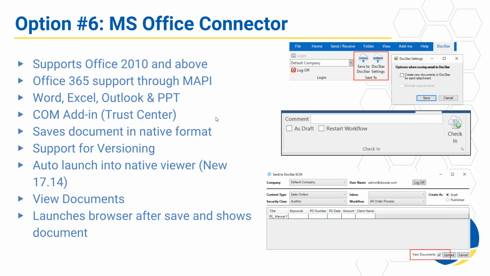A few nice things. One, it does store in a native format. So if you're in Word and you save through our connector here, it's going to save it as a docx file. And when you do check in and check out now, and you'll see there's a check-in section in the second screenshot here, it does check it out and automatically launches the native viewer. So if you're in DocStar and you click checkout and it's a Word document, it will automatically load the document into Word. Previously, it would just drop it to the downloads directory and you'd have to manually click on it. So there are some new features there.